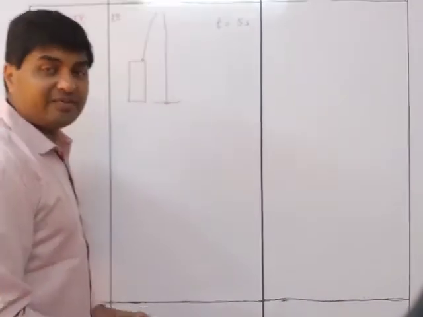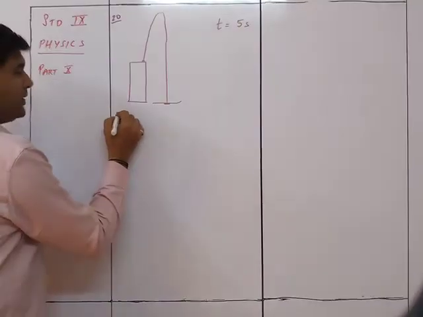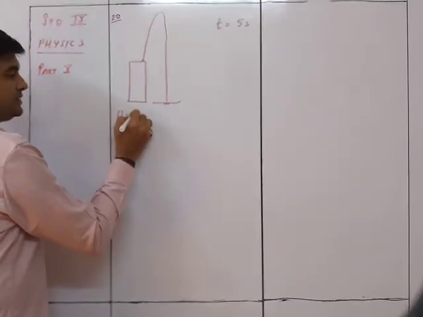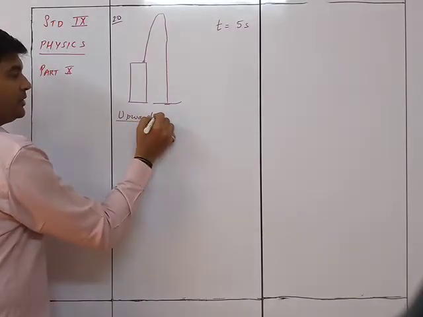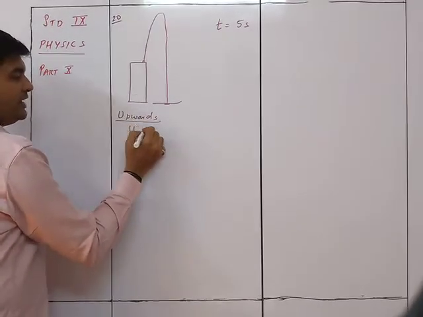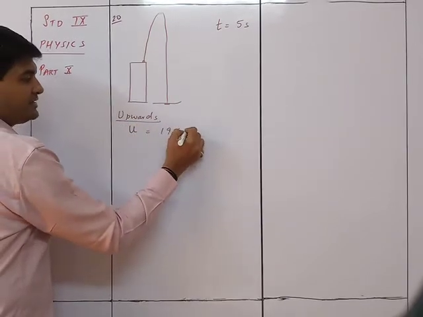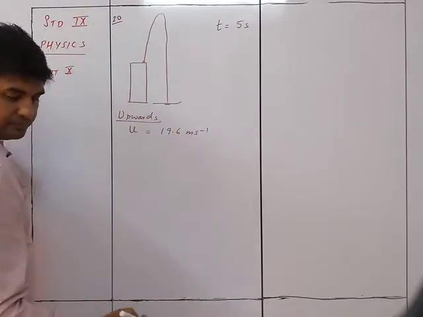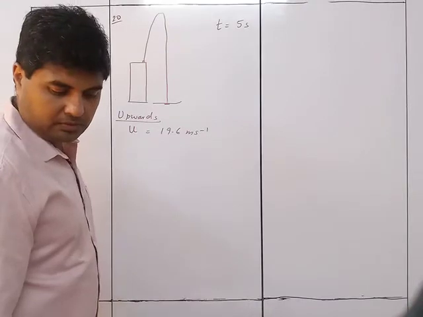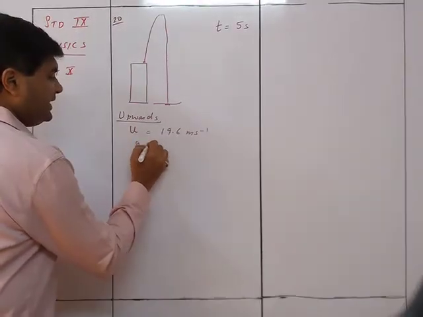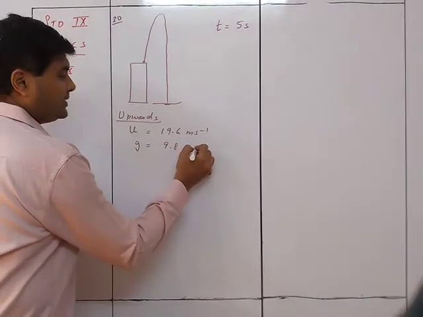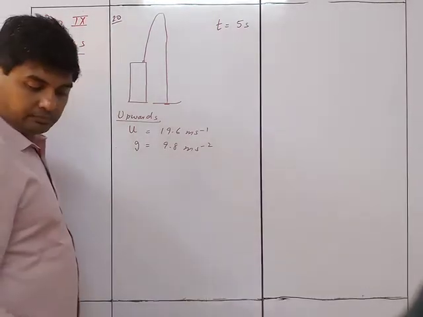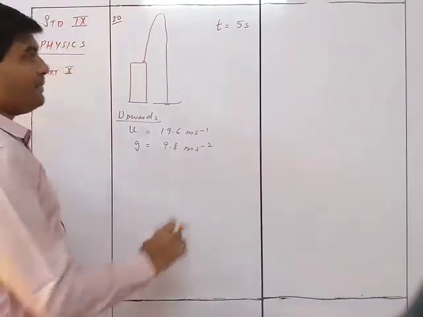You are given the initial velocity 19.6. So, we have over here upwards. First, we will take upwards. We have initial velocity u is equal to 19.6 meter per second. Okay. The g is 9.8 meter per second square. The total time taken is 5 seconds.